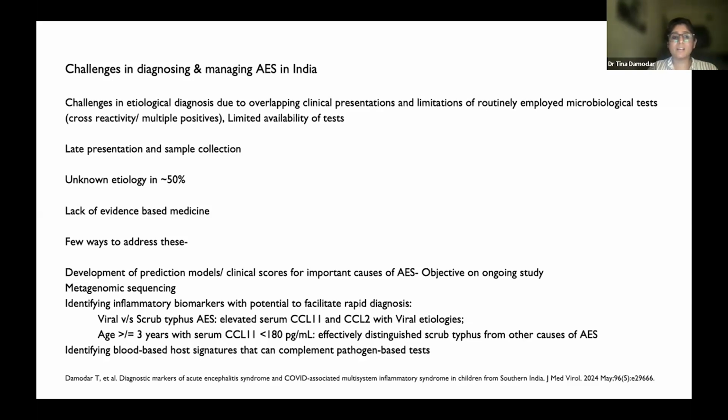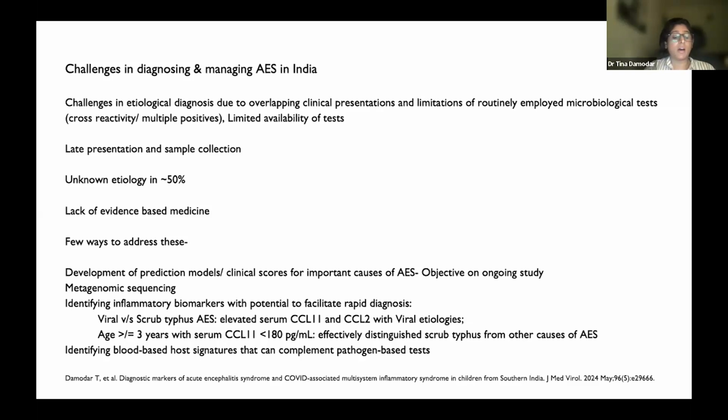Even though we used an extensive panel, the etiology is unknown in around 50% of cases or more. And although we've seen that scrub typhus is a major contributor of AES in this part and many parts of the country, there is a lack of practice of evidence-based medicine so far. We still rely on ceftriaxone and acyclovir in many centers, and we still have to catch up to practicing evidence-based medicine.